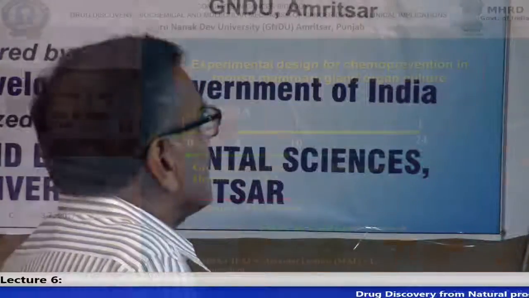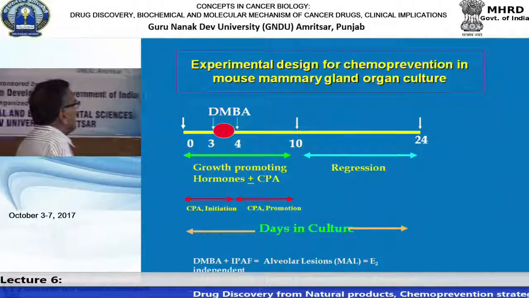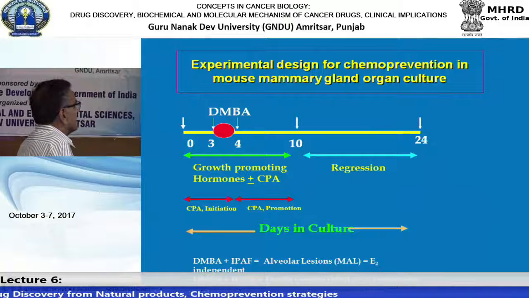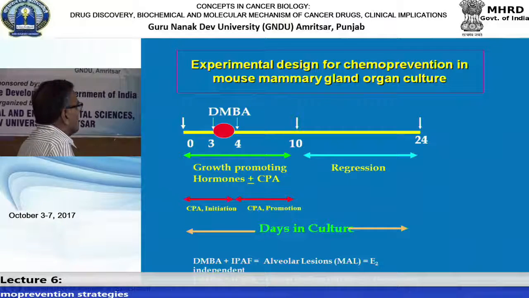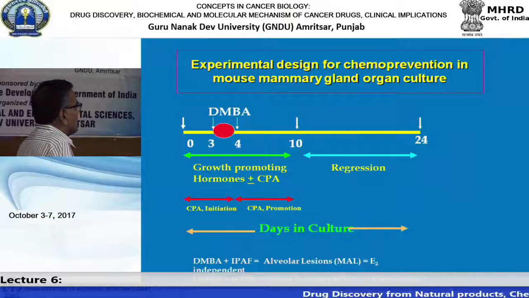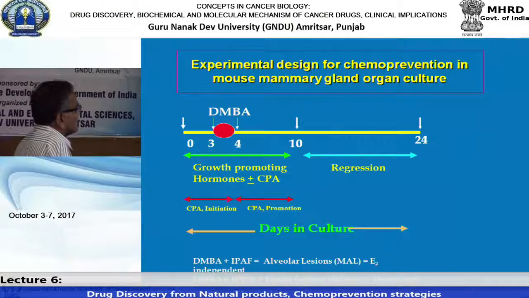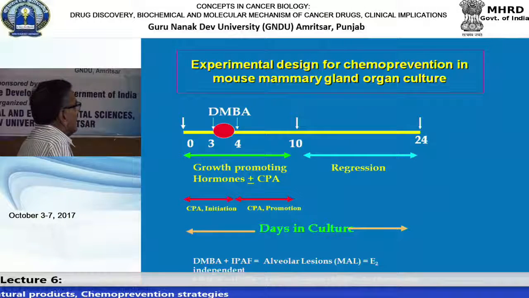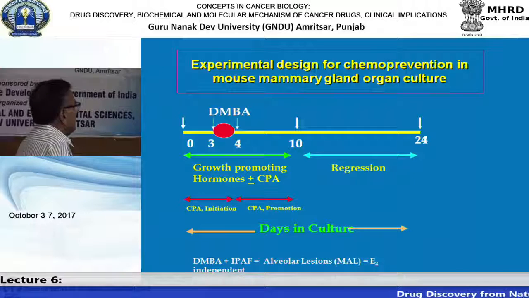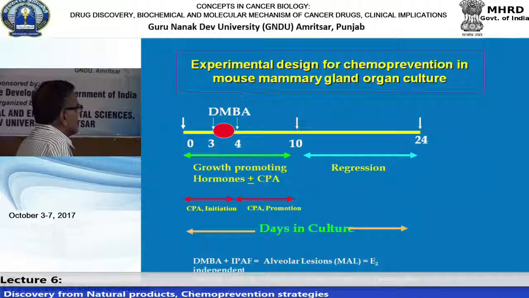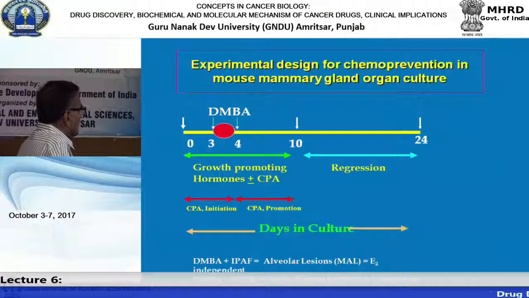In a 24-day culture, we give DMBA on day 3 for 24 hours, then remove it, and then you have growth-promoting hormones: insulin, prolactin, aldosterone, or insulin, prolactin, estrogen, and progesterone, and I'll go to that in a second. And then you do the regression, you go up to 24 days. If you give the chemo-preventive agent before the carcinogen, it's anti-initiator. If you give it after, it works as anti-promoter, and you keep it in the culture.